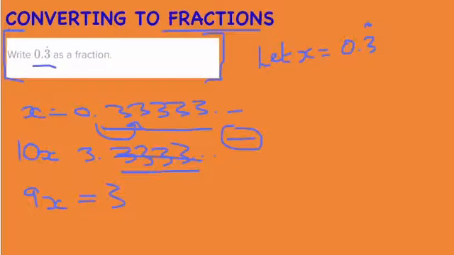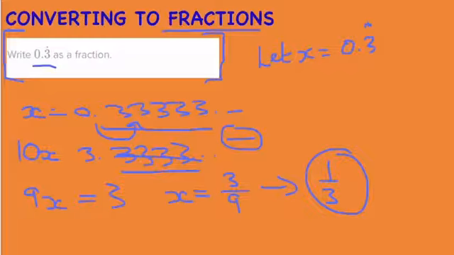So now we've got simpler numbers to work with. We divide both sides by 9 as always, so x is 3 over 9. And now we have got a fraction, but it always has to be in the simplest form. So 3 over 9 is 1/3, and that's our answer. It tells us that 0.3 recurring is the same as 1/3.